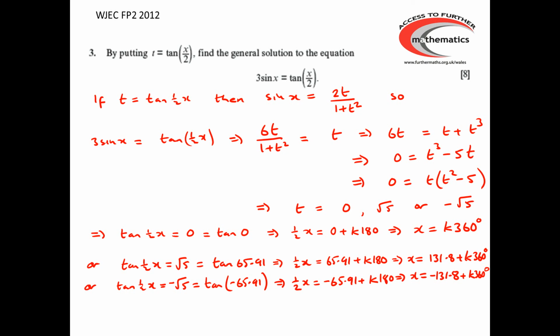Now, before moving on, we just need to check that 180 degrees is not a root of the original equation. If x is 180 degrees, sin x is 0, so the left-hand side of the equation is 0. But if x is 180, ½x is 90, which means tan of 90, or the right-hand side, is infinity. So we've got 0 equals infinity. Well, clearly that's not true, which means that x = 180 degrees is not a root of the original equation. So the working that we have done so far does give us the complete general solution.